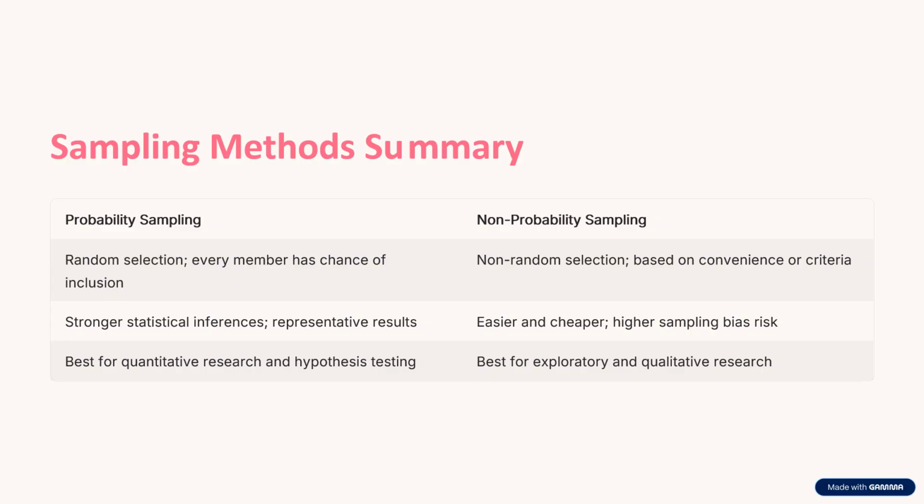To conclude, probability sampling involves random selection. Every member has a chance of inclusion. Strong statistical inferences, representative results. It is often used for quantitative research and hypothesis testing. Non-probability sampling involves non-random selection. It is based on convenience or criteria. It is easier and cheaper, with higher sampling bias risk, and it is best for exploratory and qualitative research.